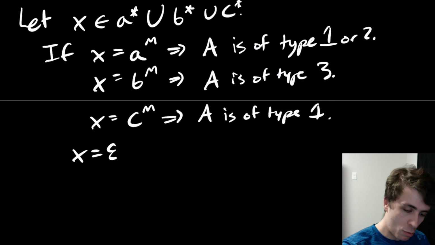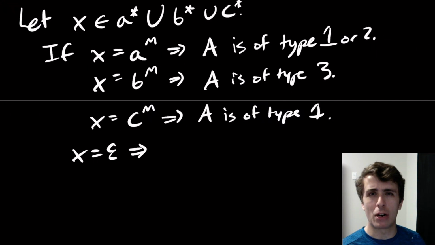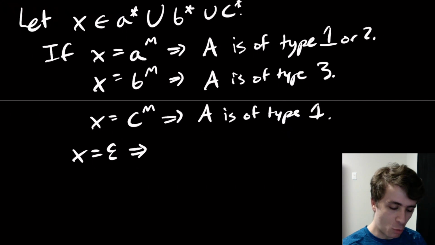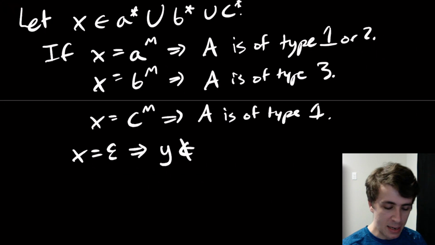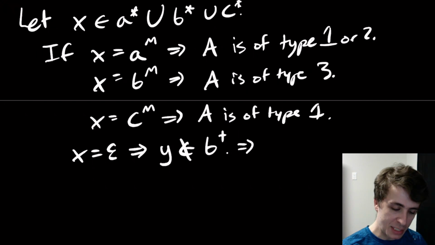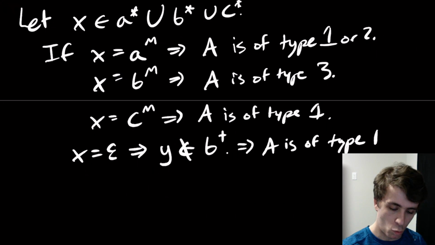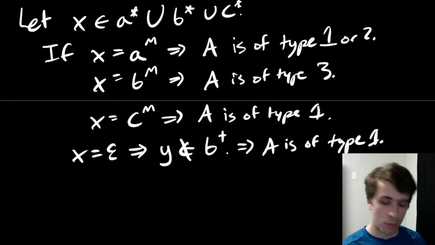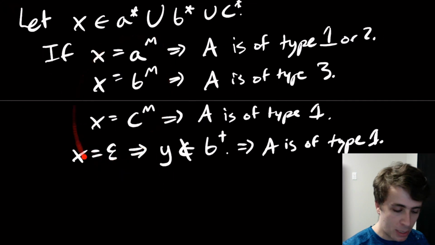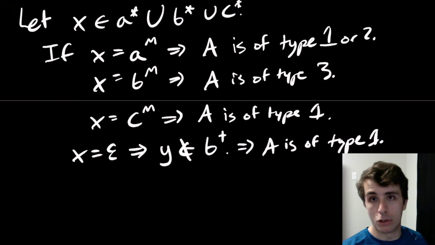So then what we can actually derive here, based on what we did and trying to think about why this is, is that Y can't be in B plus. So it can't be only B's, and that implies that A is of type 1. Okay, so in all possible cases of what X could be, the variable A was one of those 3 types, which is exactly what we wanted to prove.